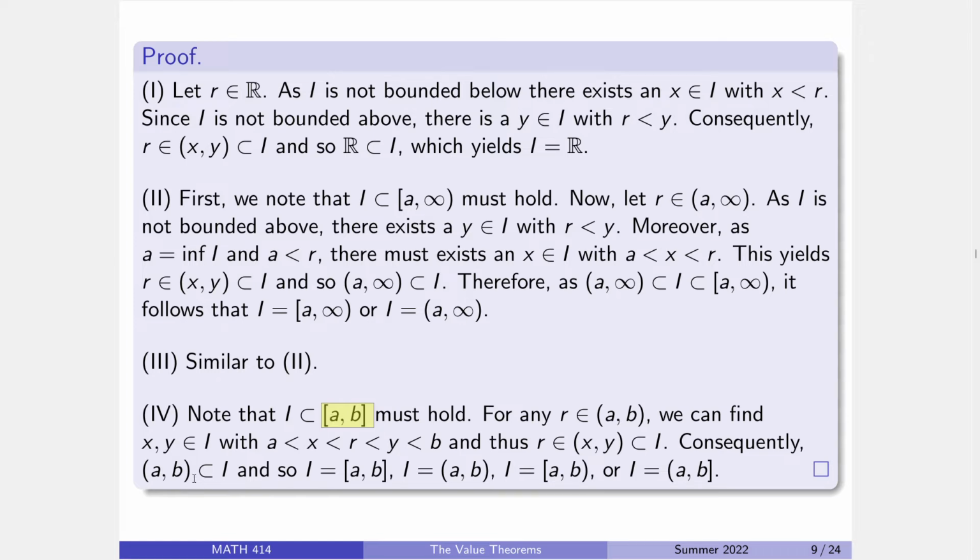The only difference between these two sets is the elements A and B, so either both elements are in I, both elements miss I, or one of them is in there and the other one isn't. And there we go. Cool.